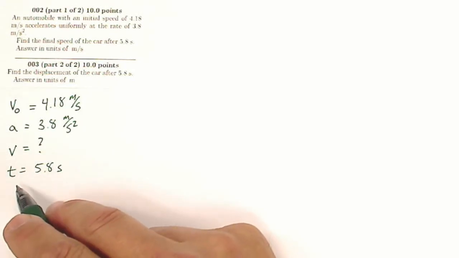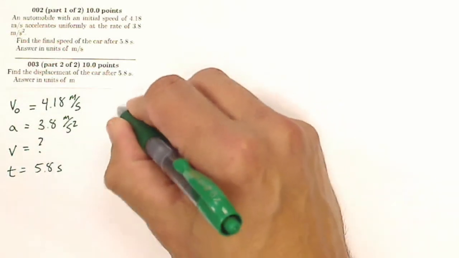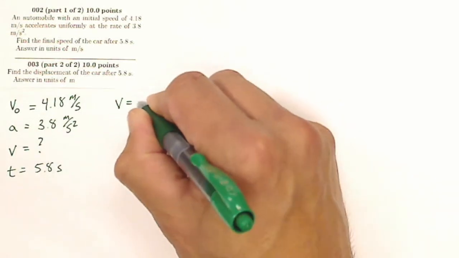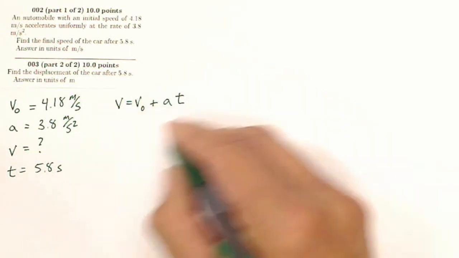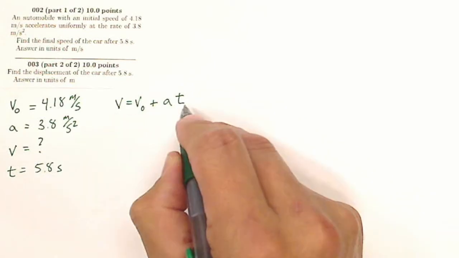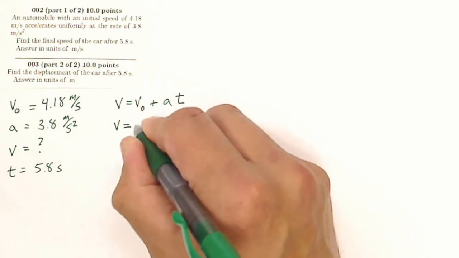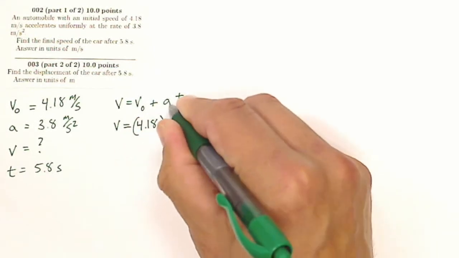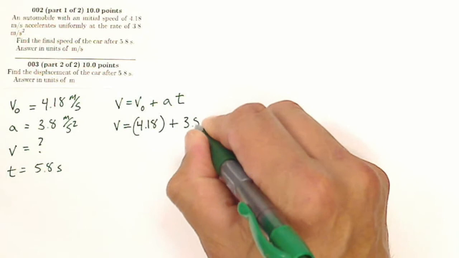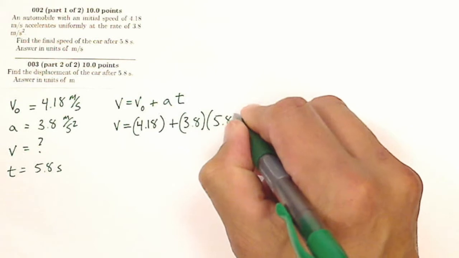Yes, I do. The first equation on the top of your homework is missing my displacement. So my first equation says that my final velocity is my initial velocity plus my acceleration times my time. No distance in there. And I'm looking for final velocity, so this is even easier because I don't have to solve for some variable. So my final velocity is my initial velocity of 4.18 meters per second plus my acceleration, which is 3.8 meters per second squared, times my time of 5.8 seconds.